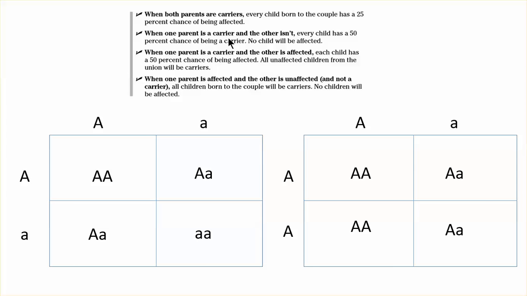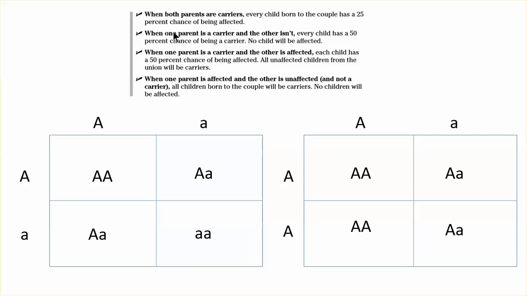When one parent is a carrier and the other isn't, every child has a 50% chance of being a carrier. No child will be affected. So again, I set up my Punnett square. I have one parent being heterozygous, the other parent being homozygous dominant. It's not a carrier. And they don't tell you it's affected, so we know it's a homozygous dominant. And again, I fill in my squares.